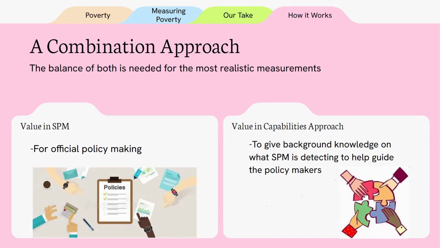We also chose to include a capabilities approach, which helps give background knowledge on what the SPM is detecting to help guide the policymakers. It can also help raise awareness of non-monetary issues that are present in the community, such as lack of access to education or community health issues.